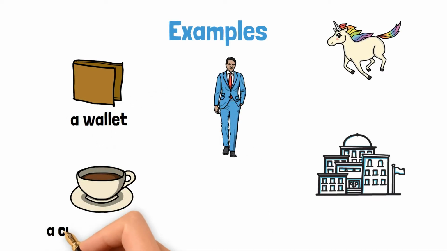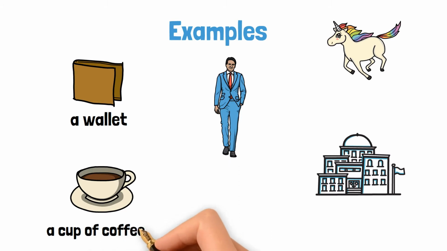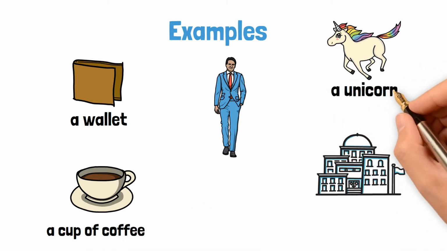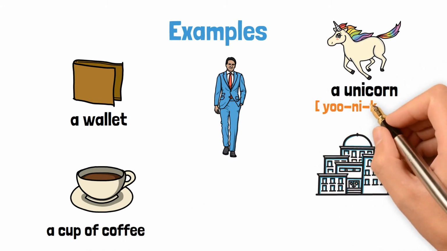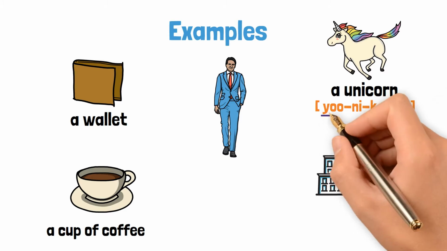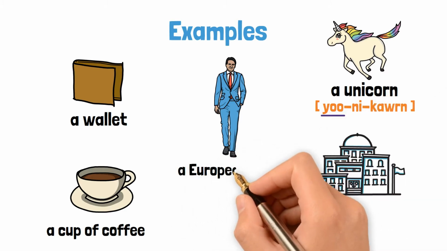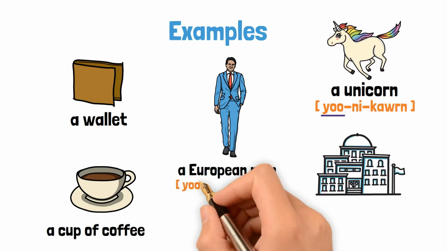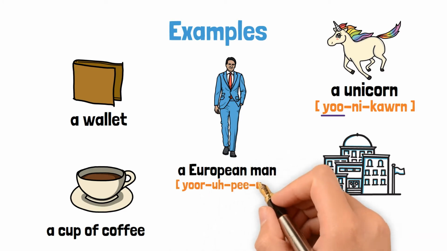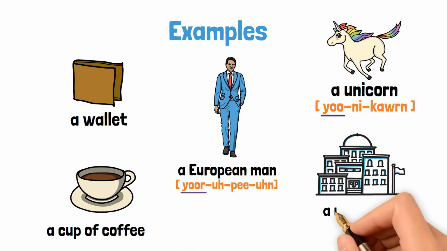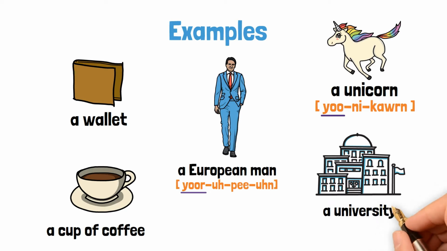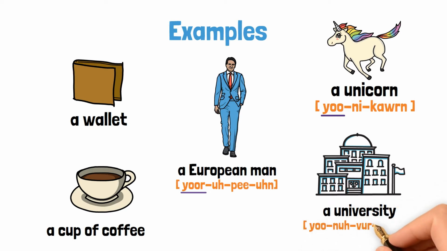A wallet, a cup of coffee, a unicorn, a European man, a university. Although the words unicorn, European, and university start with a vowel, their first syllable has a consonant sound, so we use the article a before it.